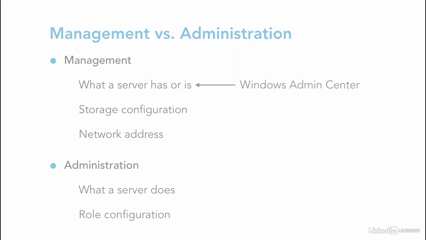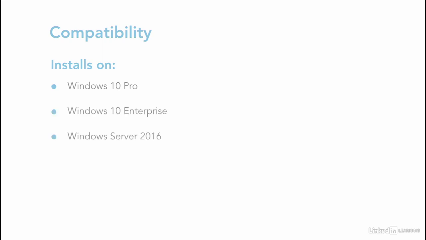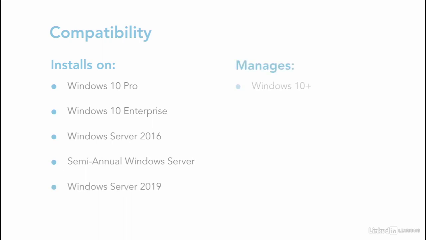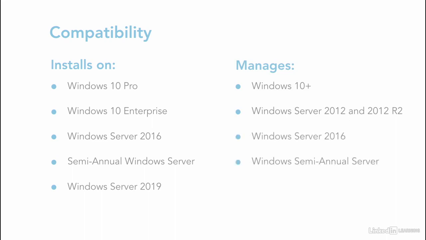The Windows Admin Center is designed for management more than administration. The WAC can only be installed on reasonably current versions of Windows Server or Windows Workstation. It can install on Windows 10 Pro or Enterprise, and it can install on servers 2016, anything in the semi-annual release channel, as well as Windows Server 2019. But it's capable of managing Windows 10 and beyond, and in terms of servers, Windows Server 2012 and beyond.